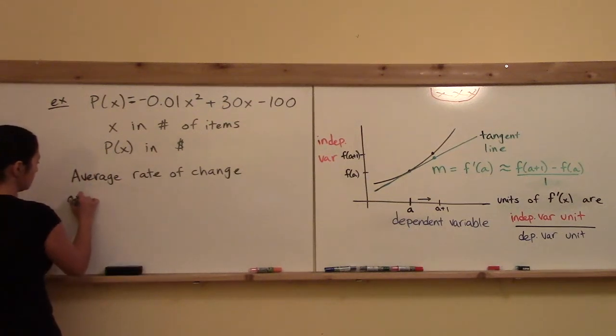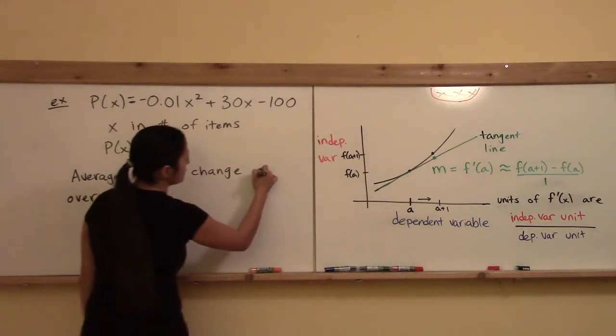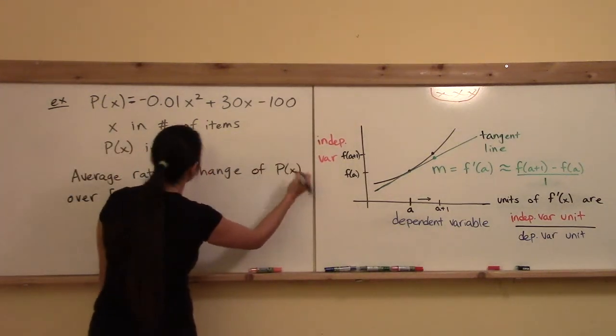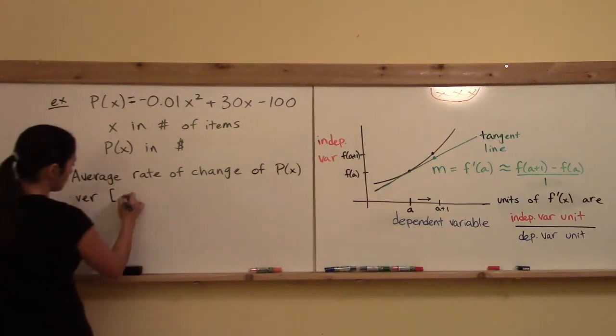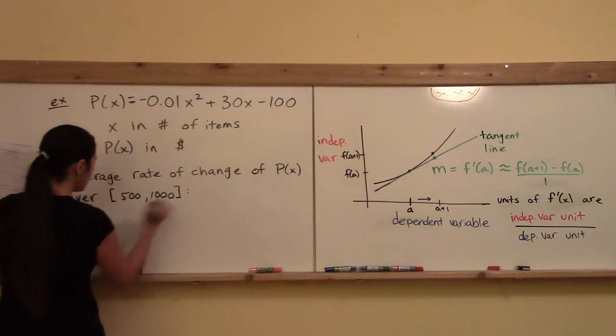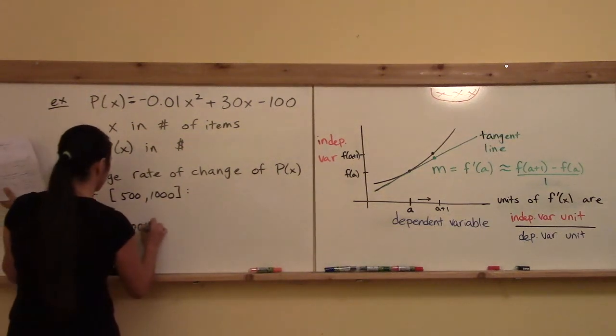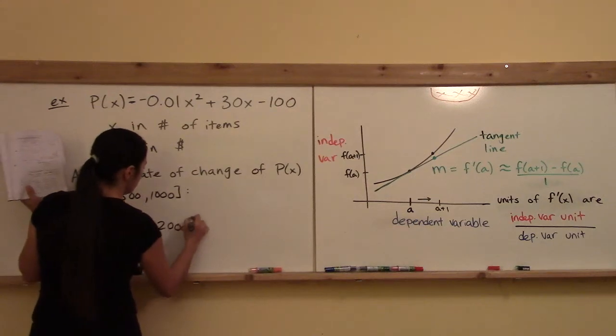Alright, so let's give a couple intervals. What if I wanted to know what is the average rate of change of the y variable p of x, let's say over the interval from 500 to 1,000, and maybe over another one, over 1,000 to 2,000.